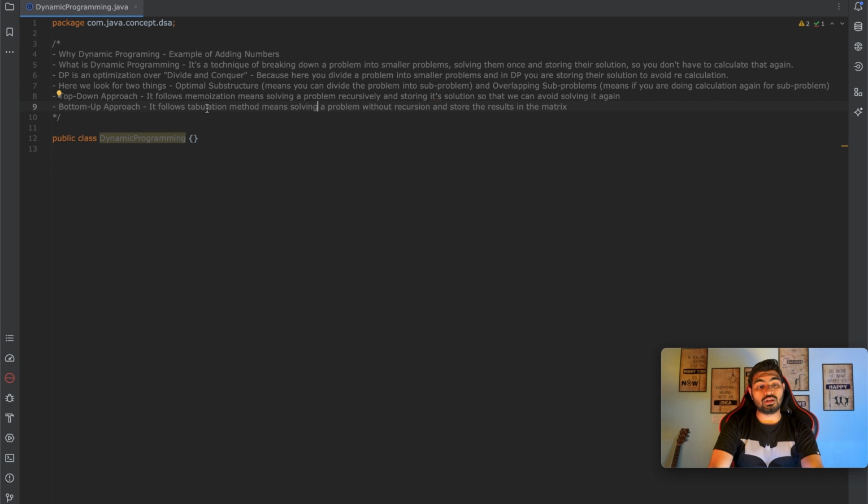Then comes the bottom up approach. It follows the tabulation method, means solving a problem without recursion and storing the result in a matrix. Again, this is also following the pattern of overlapping subproblems, but here we are not making use of recursion. Okay, we are storing the solution in some 2D matrix or something, and that matrix we are using to avoid recalculation. Right, that is a very bare minimum introduction of dynamic programming.